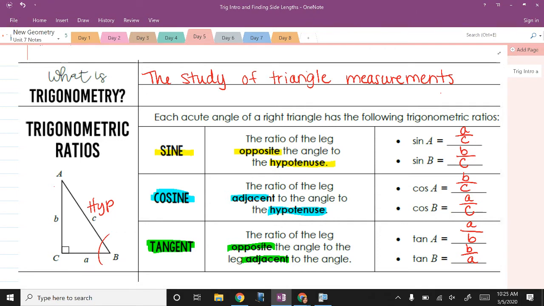Do you see something else about sine and cosine? Yeah, sine A is the same thing as cosine of B, isn't it? And sine B is the same thing as cosine of A, isn't it? Yeah, that's always going to be the case. Sine of one angle equals cosine of the other angle. All right, and cosine of one angle equals the sine of the other angle, and the tangents are reciprocals.